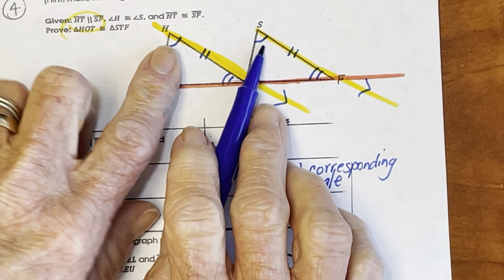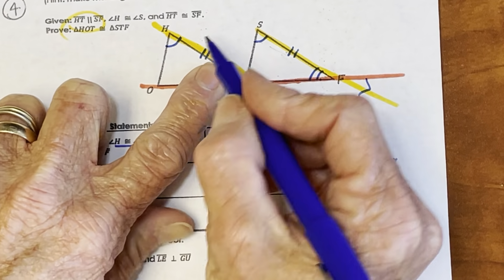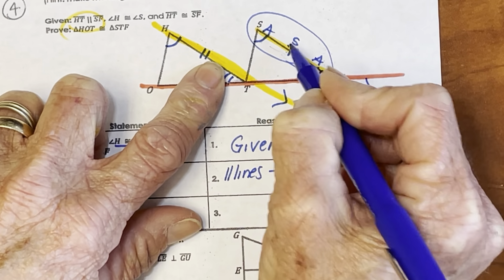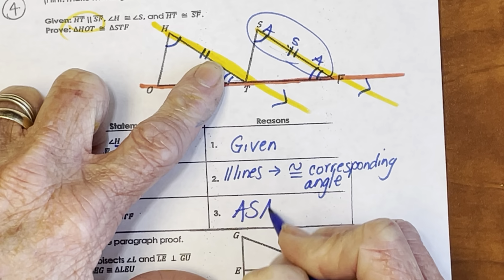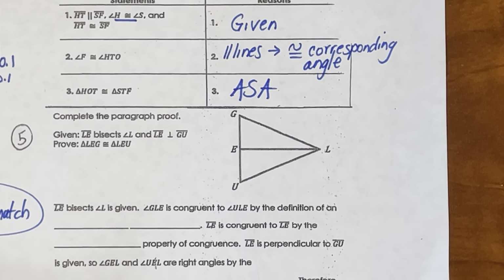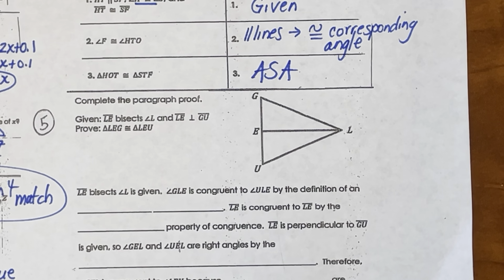And now you can see that we have two angles and the side that connects them. So we have the angle and then the side and then the angle. Angle, side, angle is the congruency test to prove the triangles congruent. All right, number 5 was really the first paragraph proof we had seen.